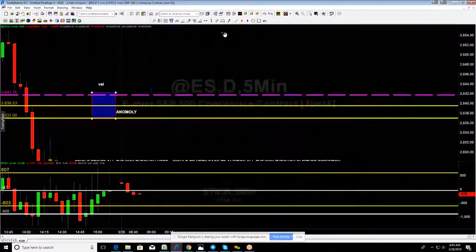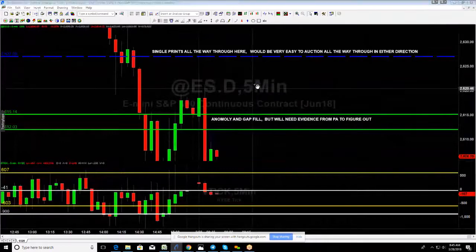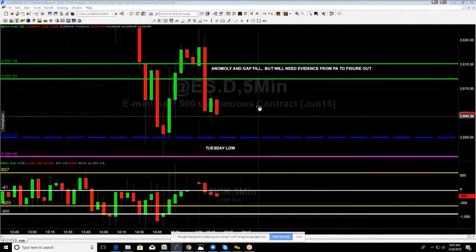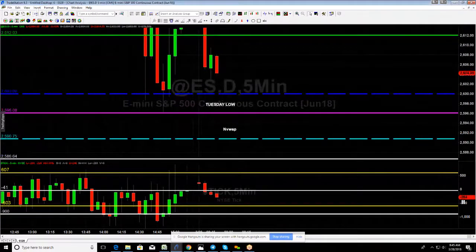So here's ES. Okay, anomaly and gap fill, but we'll need evidence from PA to figure it out. So it did what I was worried about. It did rotate off here, but then it sliced it pretty good. Okay, so if we go lower, notice tick isn't all that horrible yet. And my guess is the reason for that is there's a rotation out of high beta into low beta stocks.